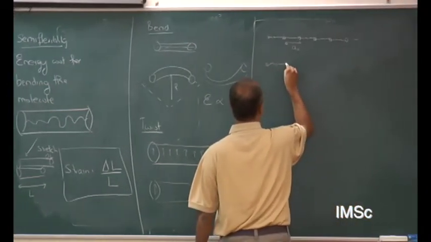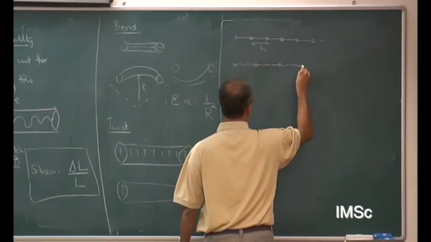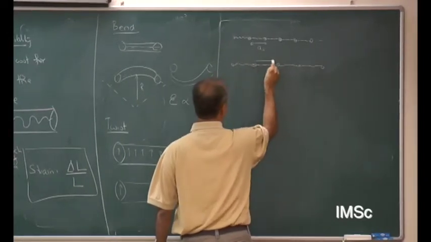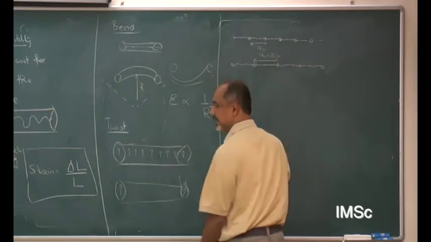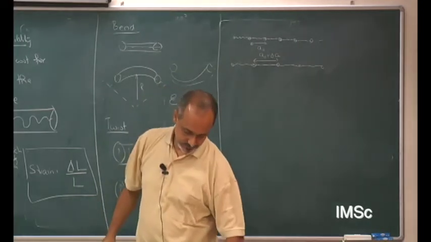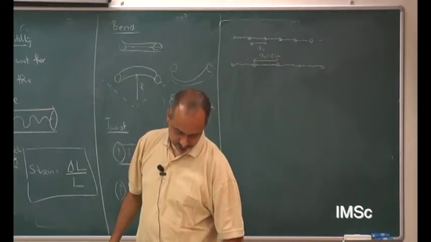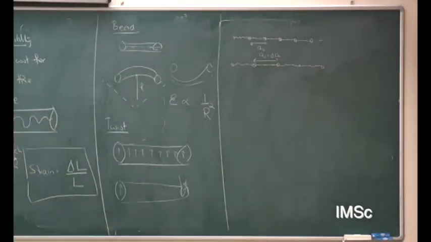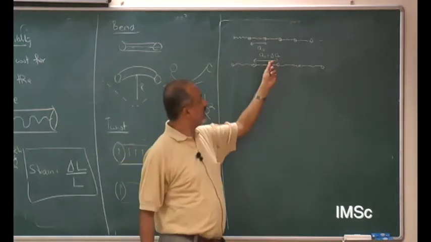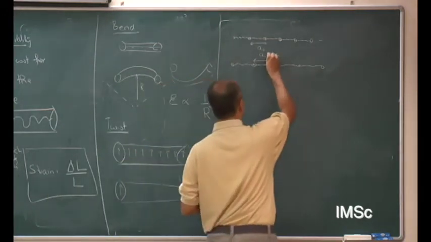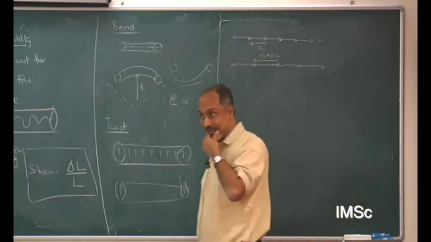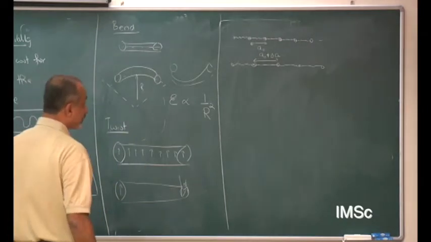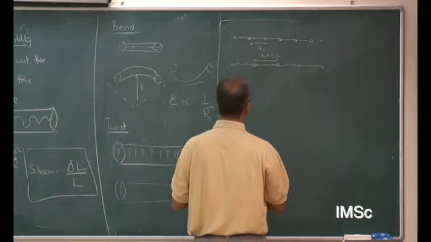So now all of these things have changed their position, and this separation here has changed into A naught plus delta A. Because I have stretched it, I have to put in energy in order to do that, and I have now pulled this along from A naught to A naught plus delta A. So the amount by which this bond size has increased is delta A. Okay. So now, let us try and attack this in two ways.